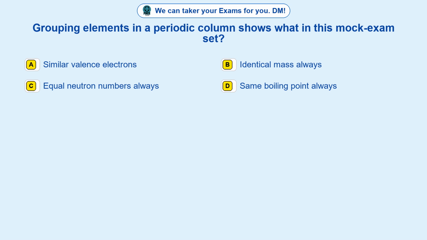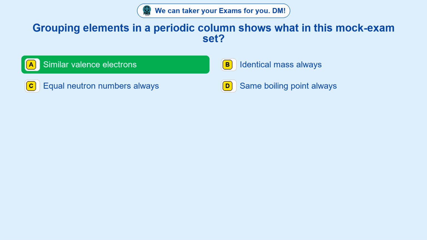Question 40. Grouping elements in a periodic column shows what in this mock exam set? Option A, similar valence electrons. Option B, identical mass always. Option C, equal neutron numbers always. Option D, same boiling point always. The correct answer is option A, similar valence electrons.